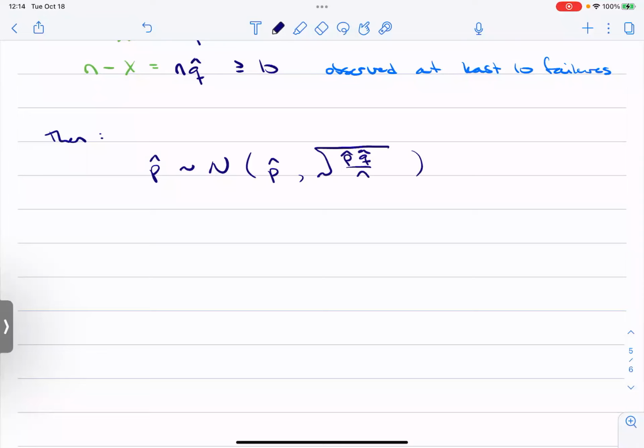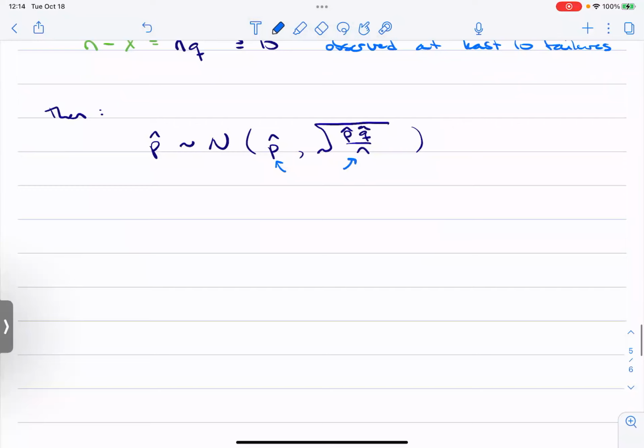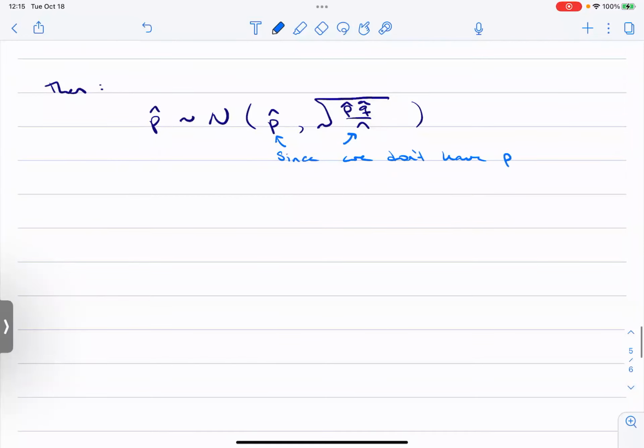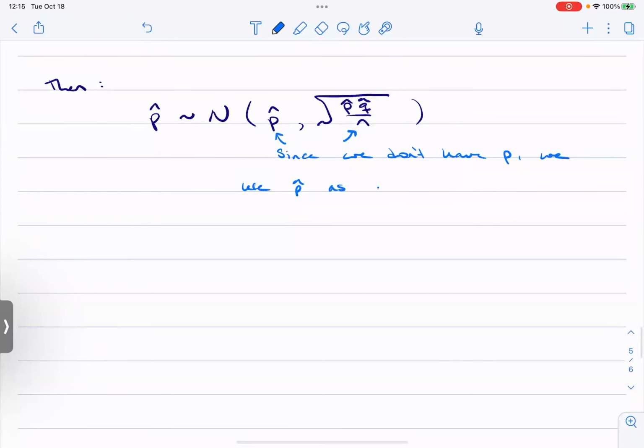And just to emphasize here, since we don't know p, this is what we're going to use in its place. So since we don't have p, we use p hat as a point estimate.